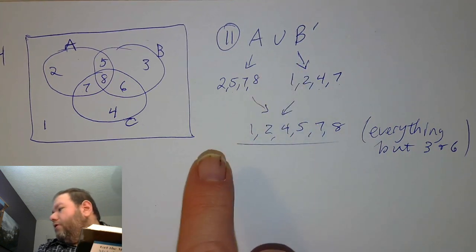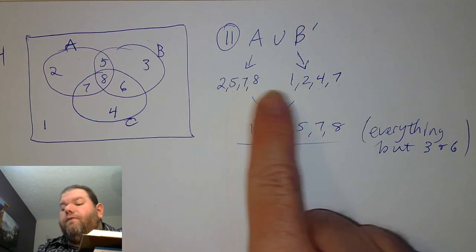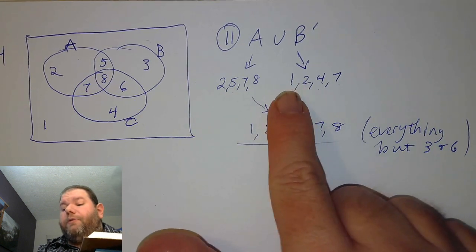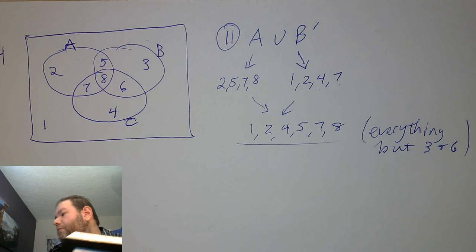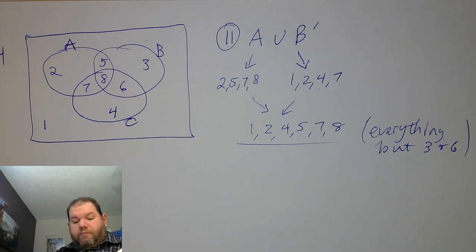When we say union, we would want to make sure all 4 of these are part of this group, as well as all 4 of these. Right, everything but 3 and 6.